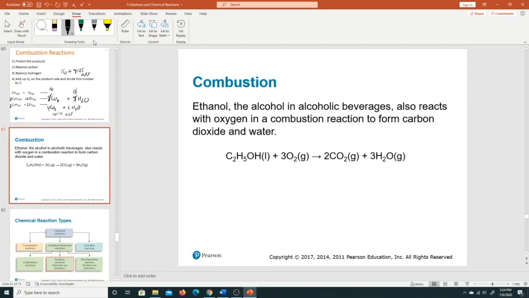Combustion can also involve the combustion of a hydrocarbon derivative. This happens to be called what's known as an alcohol. This is ethanol. Alcohols have an OH on the end of them. The point is, though, when you burn this in the presence of oxygen gas, you're still going to make CO2 and water.